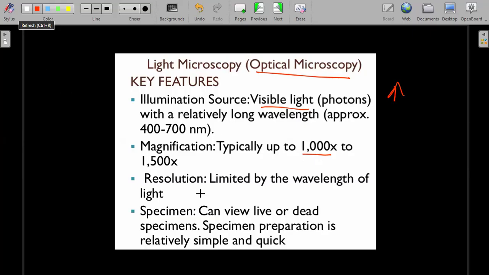So in terms of the specimen, you can view it whether alive or dead. The other one, for the electron microscope, we said we use it to view dead specimen in a vacuum, isn't it? But this one, you can use it even on a living organism. Okay. So those are some of the features of the light microscope.